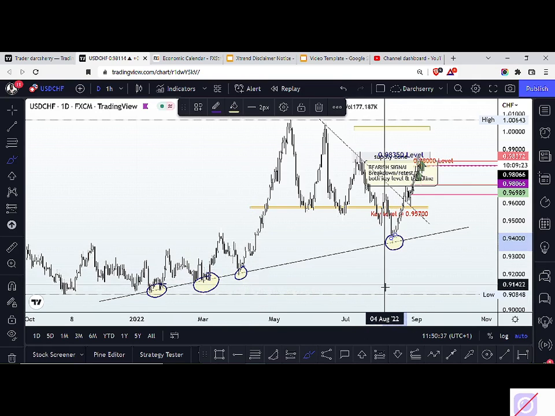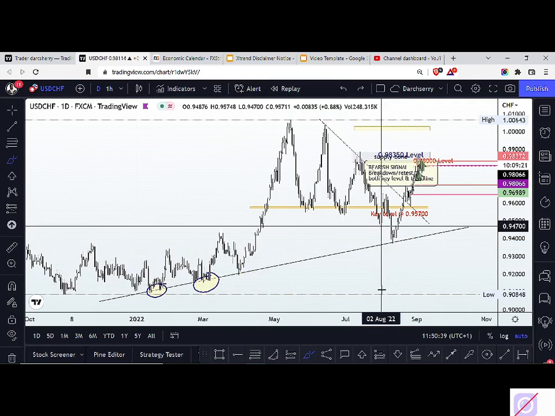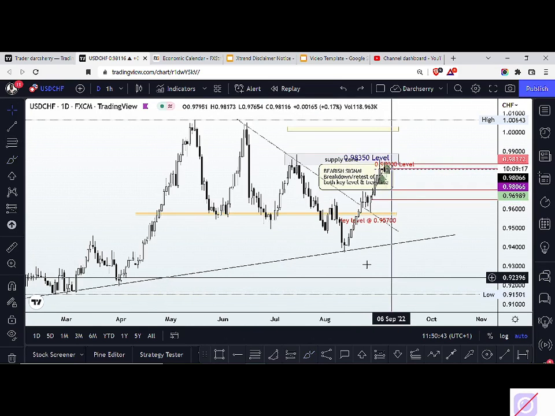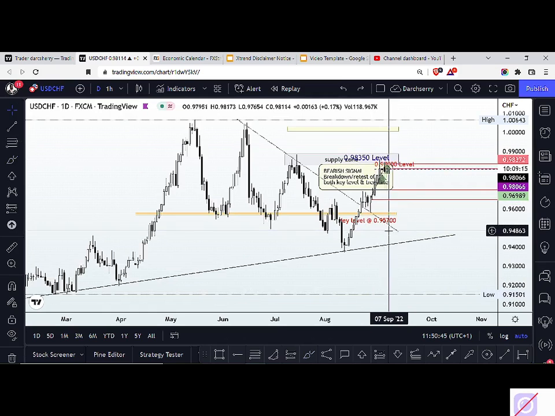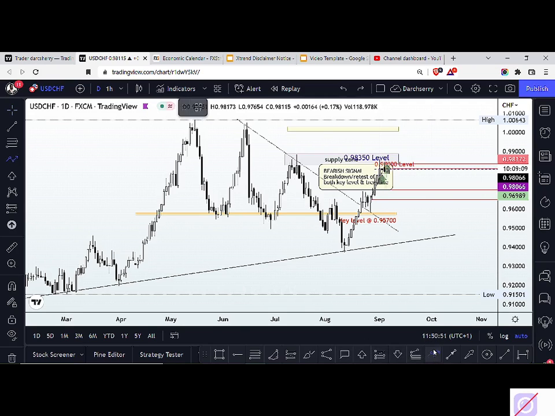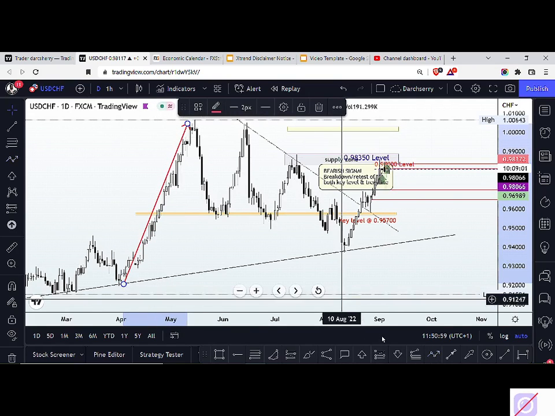That was the first structure we identified here, and then the next structure we identified here was a key level at the 0.95700 area. And if you look left, we can see how this level has been a major determinant of price action. We can see ever since price broke out of that key level in the month of April, price has consistently respected that area.